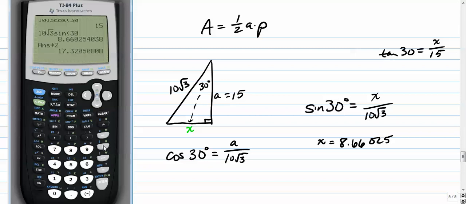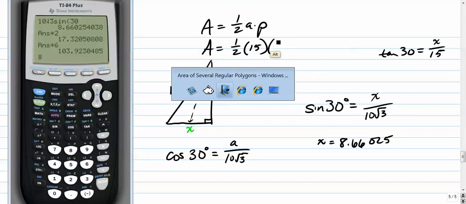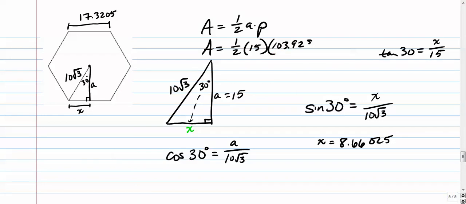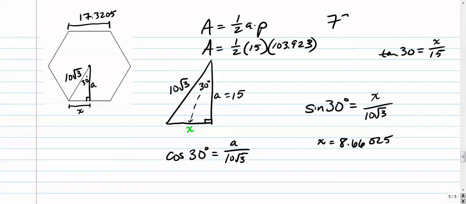There are 6 of those, so I'll multiply that by 6 to get my perimeter. And then up here, it's 1/2. My apothem is 15. And my perimeter is 103.923. So I'll multiply that times half of 15, which is 7.5. 779.423. And that is units squared again. So there's our area.